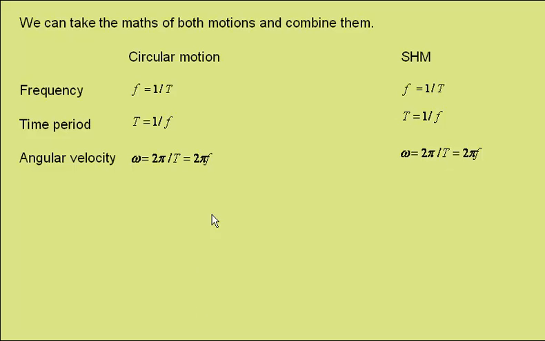Then we can substitute from these formulae into these to give time period is equal to 2 pi over omega, or frequency is equal to omega over 2 pi. So we have the same sets of equations for circular motion and simple harmonic motion.